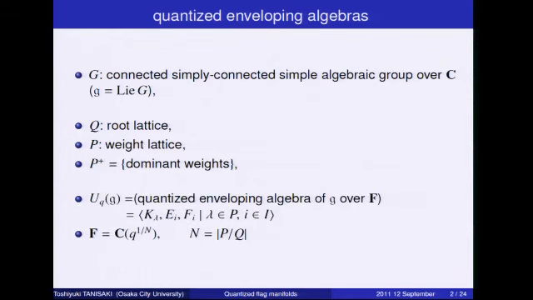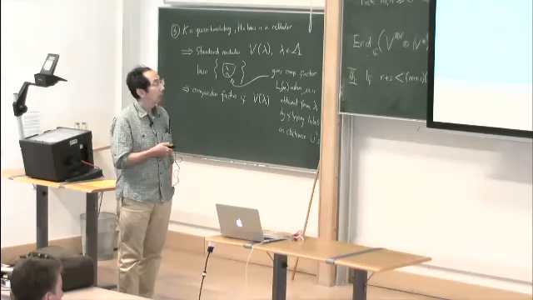I denote by U_q(g) the corresponding quantized enveloping algebra of g. It is a Hopf algebra, and as an algebra, it is generated by the elements K_lambda, E_i, F_i. Here, lambda is an element of the weight lattice. So for the Cartan part, I allow the group algebra of the weight lattice. And it is an algebra over F, a field of rational functions. I need this fractional power.